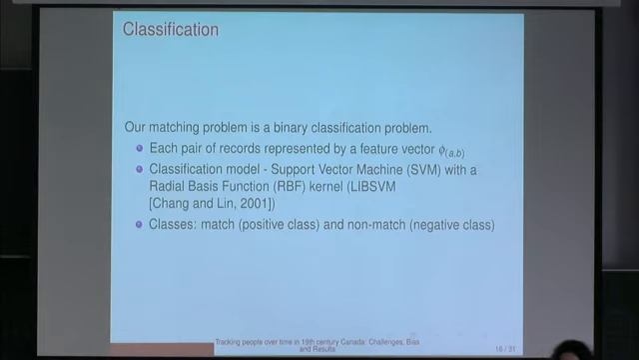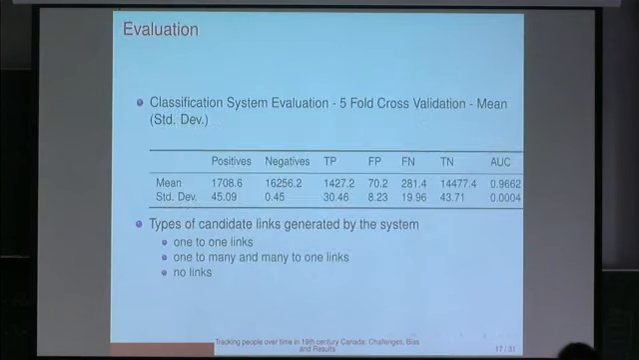For the classification model, we just used a basic support vector machine with an RBF kernel. And then the classes are going to be match, meaning there should be a link between those 2 records, or non-match, if there shouldn't be a link between those 2 records. Okay, so now here is this table.